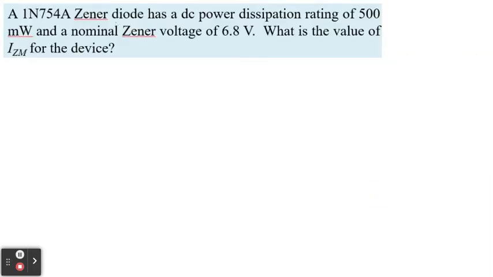Now, what if a Zener diode, particularly the 1N754A diode, has a DC power dissipation rating, which is the power of that Zener diode, of 500 milliwatts, and it has a nominal Zener voltage of 6.8 volts. What is the value of IZ max for the device?